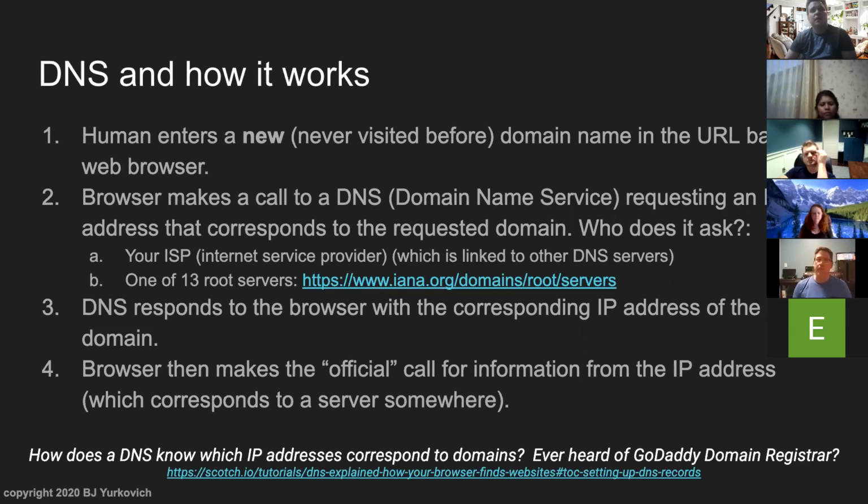So basic flow here, right? A human enters the URL. The browser makes a call to the DNS, and then DNS responds to the browser with the IP address, and then the browser makes the official call for the information, which corresponds to a server somewhere. Now, I went through that fast because I would have already said this in the prep video, but now that you know what's going on, if you think about it, we've always been just hitting localhost, right? And localhost actually maps to an IP address of 127.0.0.1. In fact, they're analogous. You can put either one into your browser.